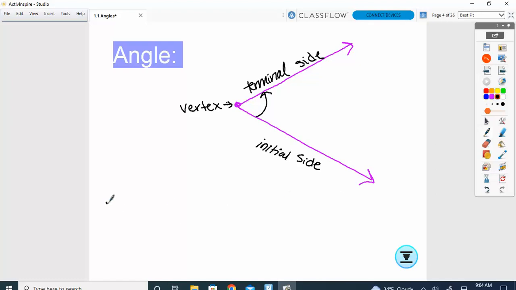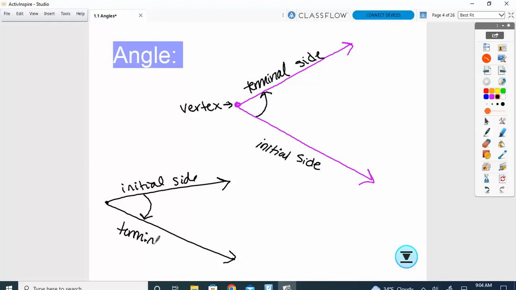What would happen if I drew the same type of angle, but I put the arrow like this? Then this would be the initial, and this would be the terminal. So that arrow just tells us which way we're starting and ending. And that actually determines if we have a positive or a negative angle measurement.